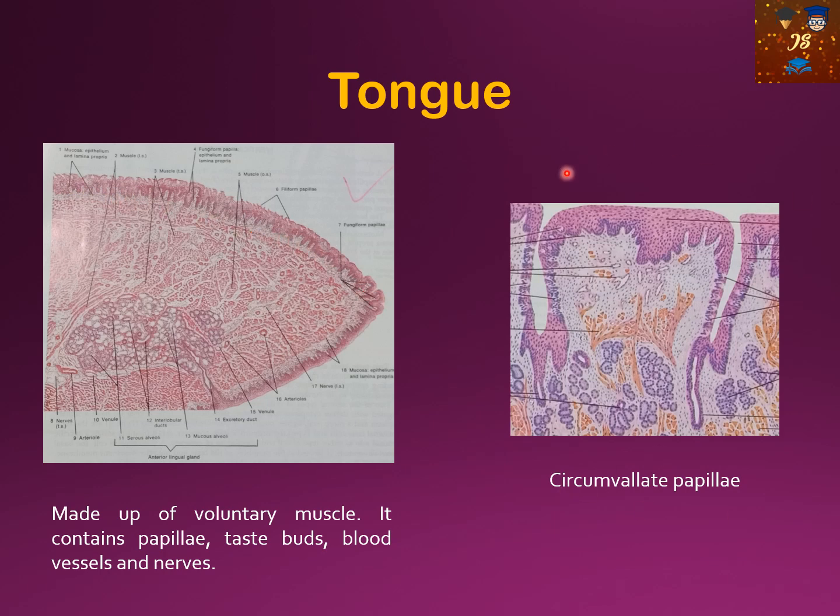This is called circumvallate papillae. There are different types of papillae: filiform, fungiform, circumvallate. So this is circumvallate papillae, or how a papilla looks. The taste buds are intruded within these papillae, which help us to feel the taste of different food.